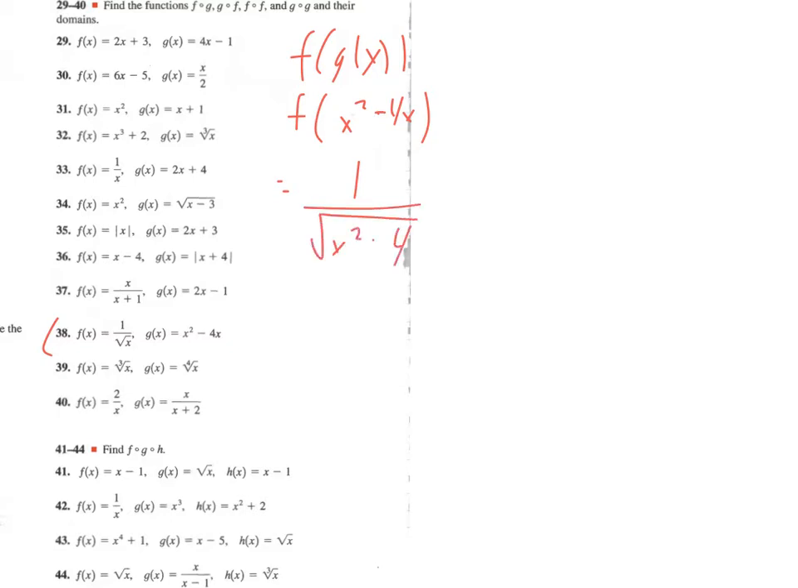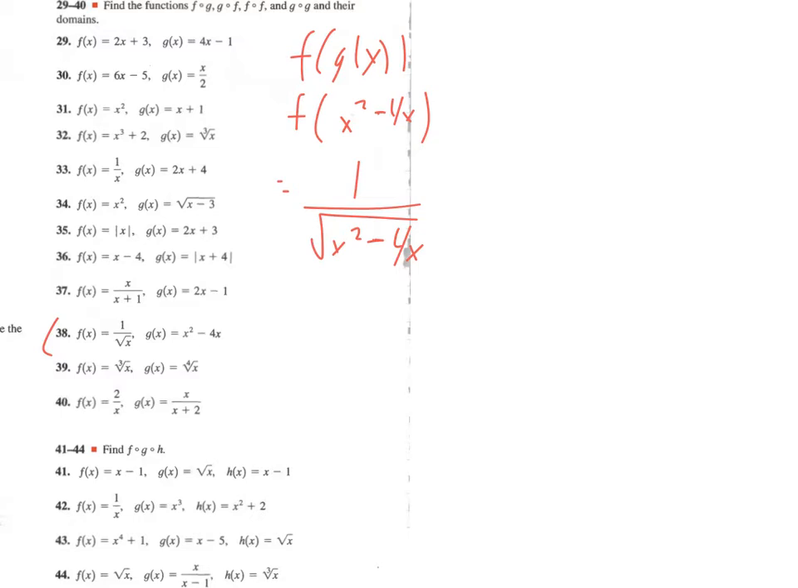All right, next up I got 38. So I need to do all of those functions, f of g, and so on in every direction, and their domains, okay? So I'm going to do f of g of x first. So in this case, that's going to be f of x squared minus 4x. And so that'll be 1 over the square root of x squared minus 4x.